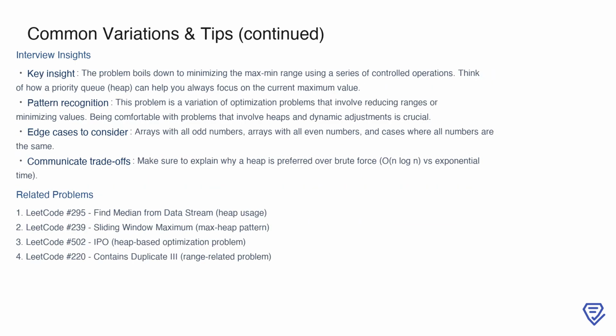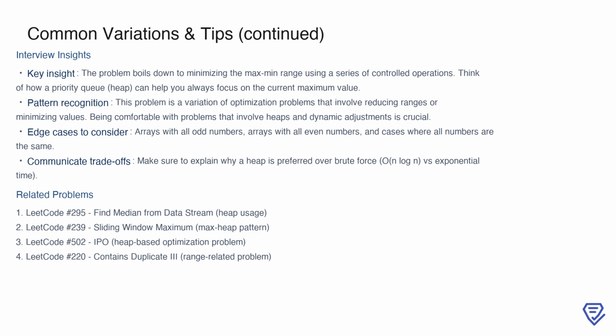Now, let's explore some key insights and patterns that can help in solving this problem effectively. At its core, this challenge is about minimizing the max-min range of an array using controlled operations. A priority queue, or heap, is essential because it allows you to repeatedly focus on the current maximum value and reduce it strategically. Recognizing this as part of a broader category of optimization problems, those involving range reduction or minimization, is invaluable. Familiarity with heaps and dynamic adjustments will give you a strong foundation for tackling similar problems.